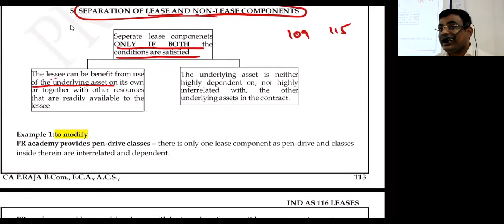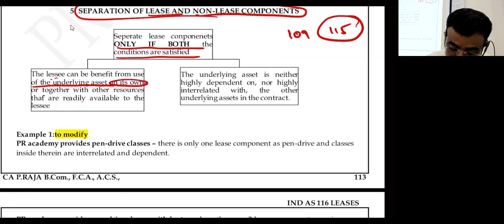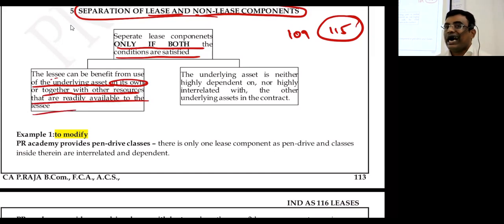Did we study this in distinct or not? That is why I mentioned 105 and 115 at this point, distinct goods or services. It is the same, like the same definition. The lessee can benefit from use of the underlying assets on its own or together with other resources that are readily available to the lessee. Almost like that; only a few words have been changed.